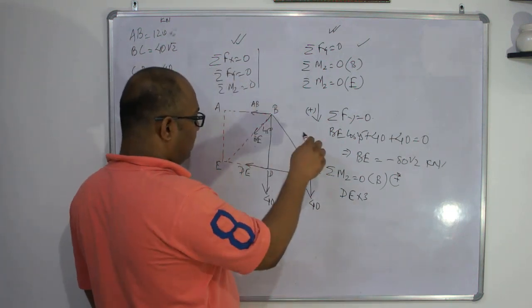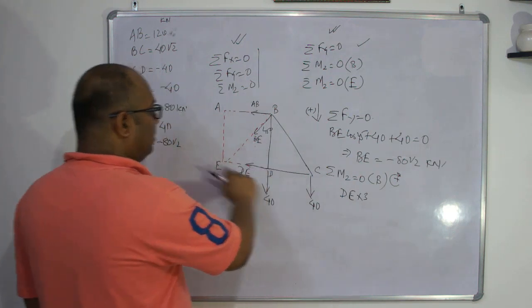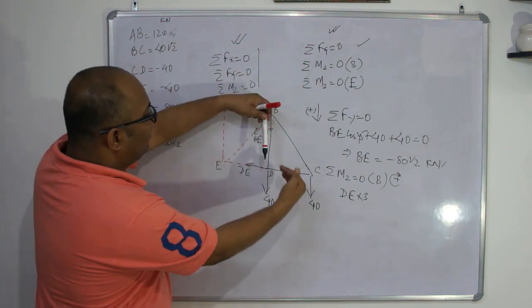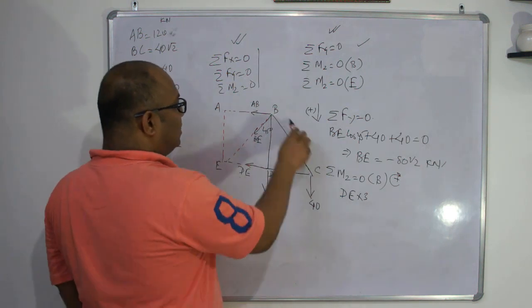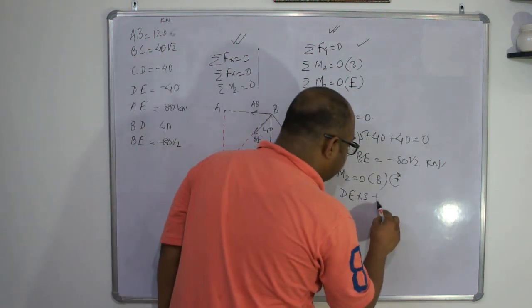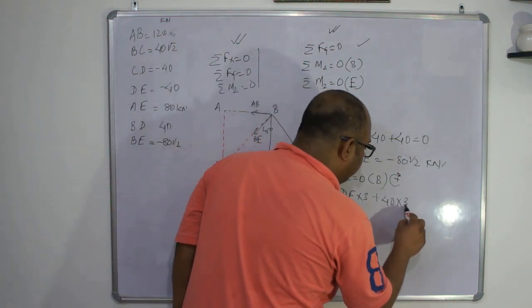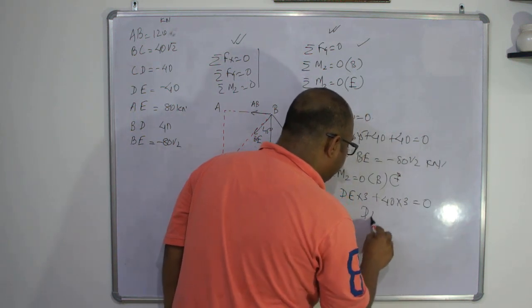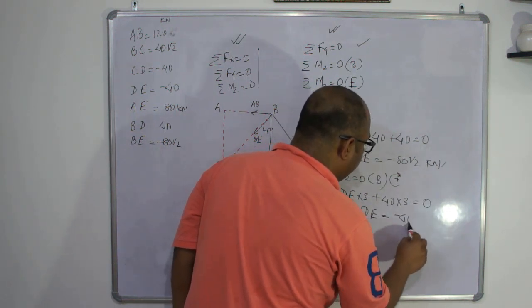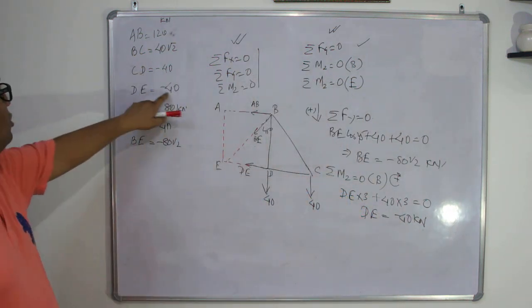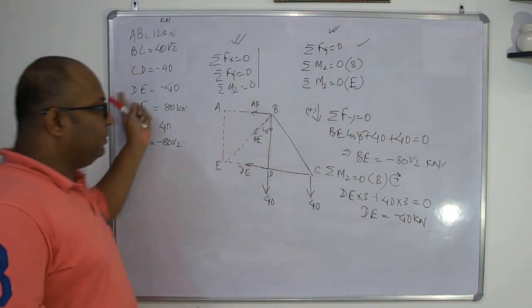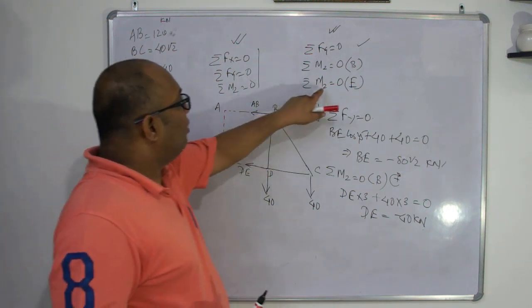Clockwise. This will be clockwise. See, if I rotate, I apply force clockwise. And then this is the line of action. So plus 40 multiplied by 3 equals to 0. From here DE equals to minus 40 kilonewton. Don't forget the unit, okay? DE equals to minus 40, same as my previous calculation. Now we will go for the third one.